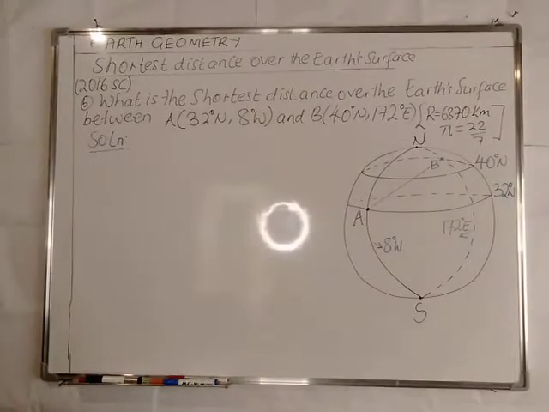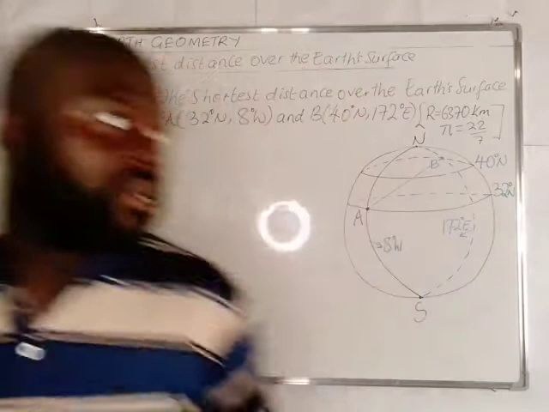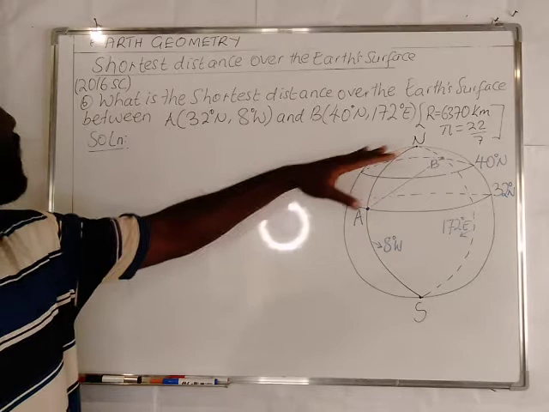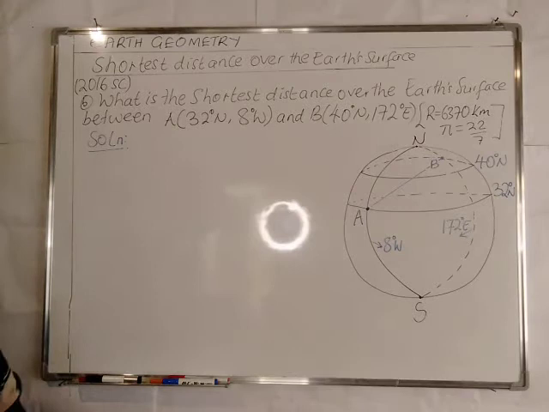Welcome back. This time around, we are looking at the shortest distance over the surface of the Earth. So we have a question on the board here. What is the shortest distance over the Earth's surface between A, 32 degrees north, 8 degrees west, and B, 40 degrees north, 172 degrees east? So that is our latest question.